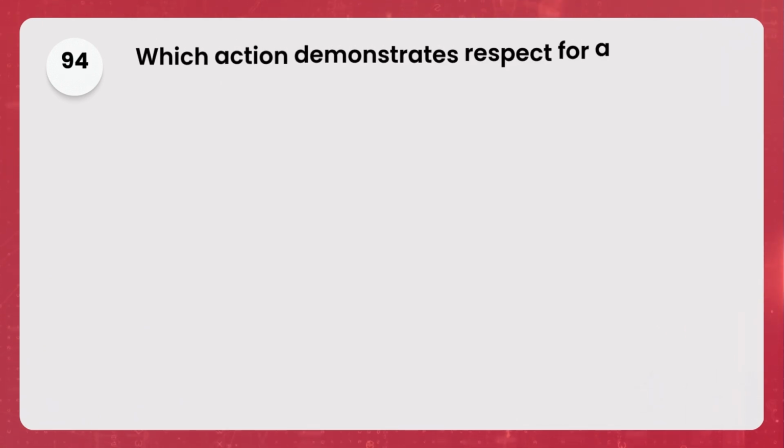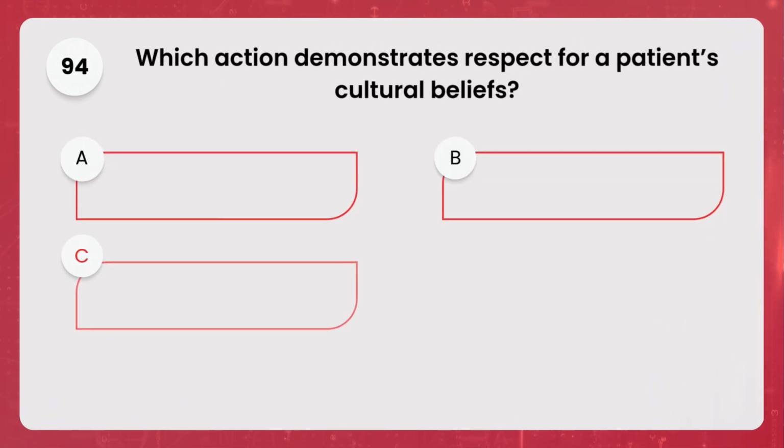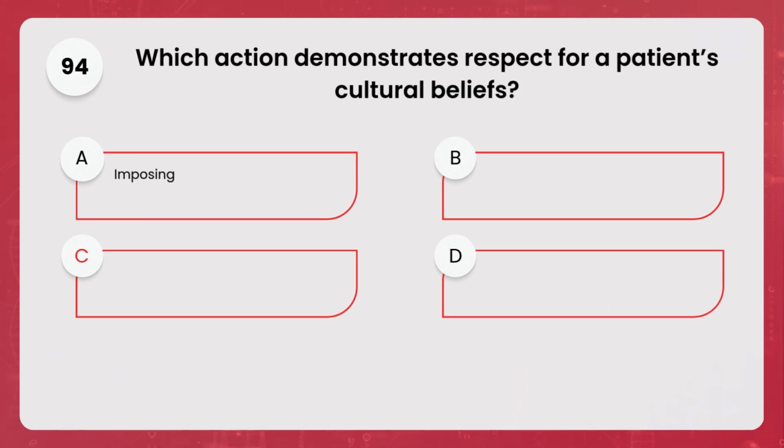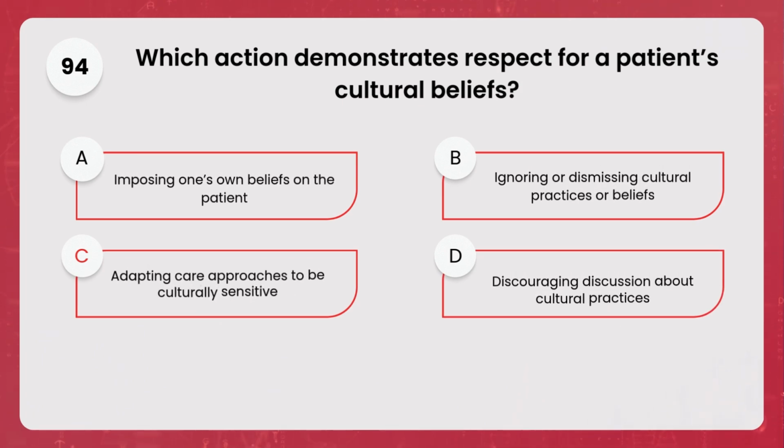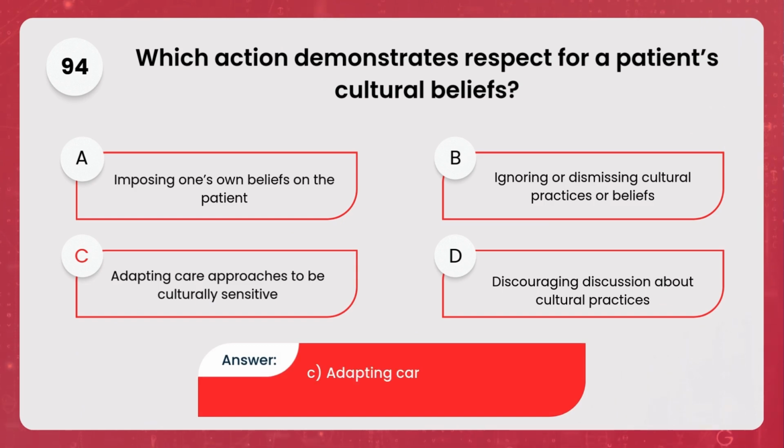Number 94. Which action demonstrates respect for a patient's cultural beliefs? A. Imposing one's belief on the patient. B. Ignoring or dismissing cultural practices or beliefs. C. Adapting care approaches to be culturally sensitive. Or D. Discouraging discussion about cultural practices. The answer is C. Adapting care approaches to be culturally sensitive.